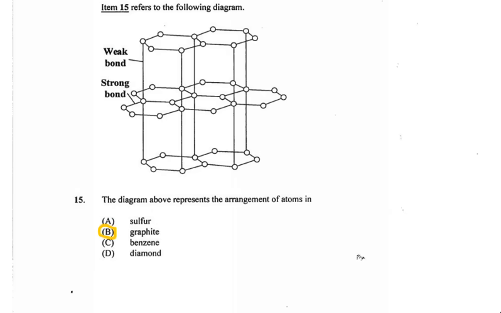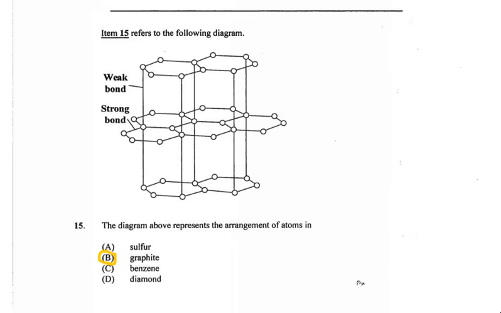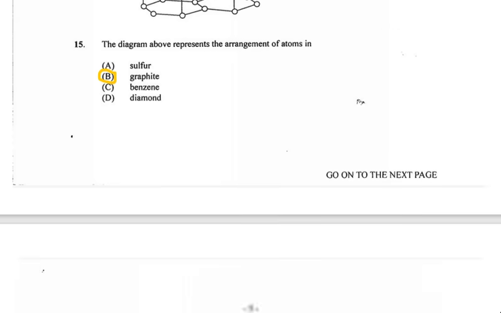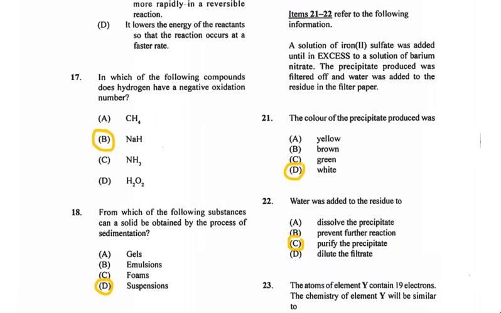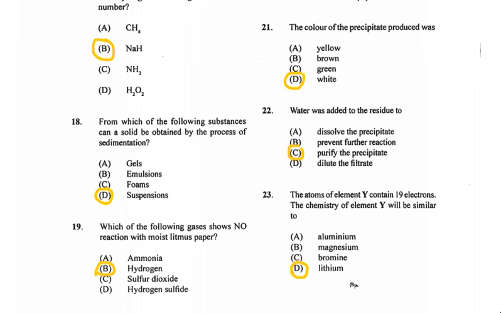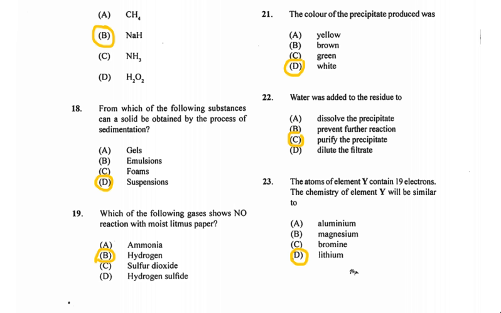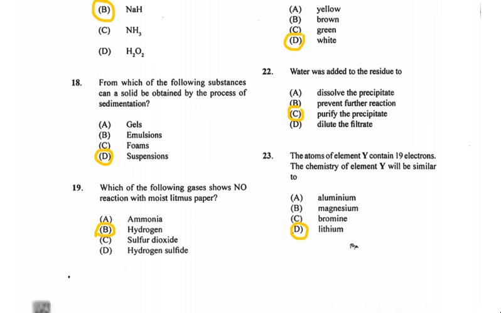All right, so this diagram represents the arrangement of atoms. So they want to know what substance is represented here, guys? And we have graphite, all right? Number 16 says, which of the following statements regarding the effects of a catalyst on a reaction is incorrect? So it has no effect on the yield of products. All right, number 17, in which of the following compounds does hydrogen have a negative oxidation number? And for this one, guys, we have B. All right, number 18, from which of the following substances can a solid be obtained by the process of sedimentation? And we have suspension, guys.